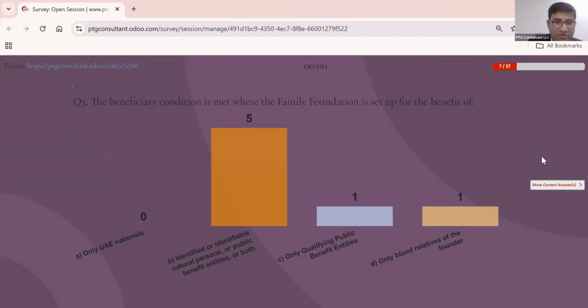Now here is another important part, the family foundation. Again, most of the people have not yet joined, although we have more participants in the meeting.